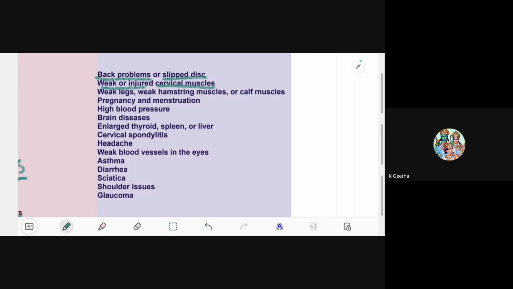What happens is that this region, the pons area, the cerebellum area, gets affected easily by alcohol, and the person is not able to maintain balance. And the cervical muscles always get disturbed very easily.